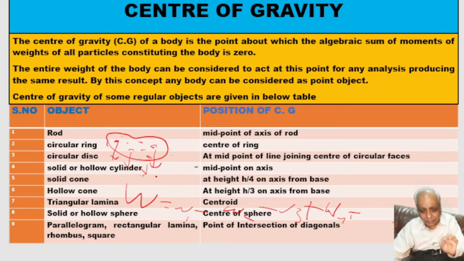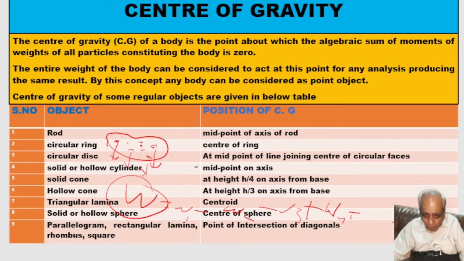So it means that instead of considering the full body, I can consider a particle of weight W, which is equal to sum of the weights of all the particles. Now, where does this W act? Which is that point? That point has to be at center. But how to get that center point? How we define that center point?